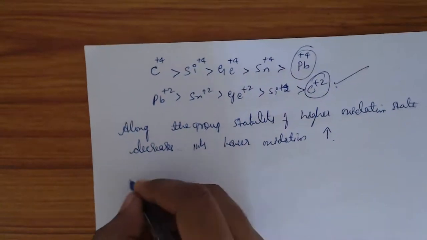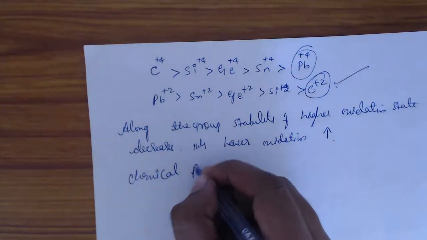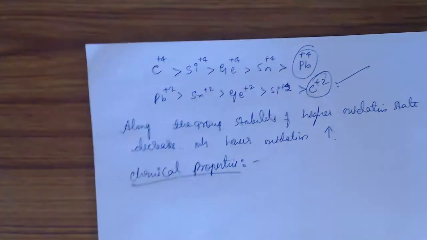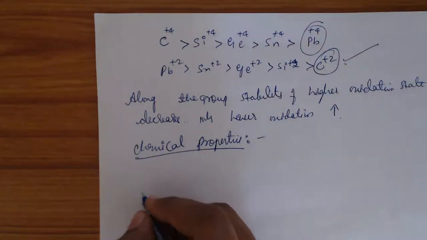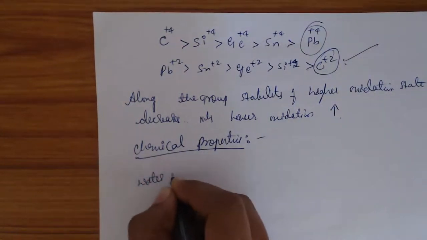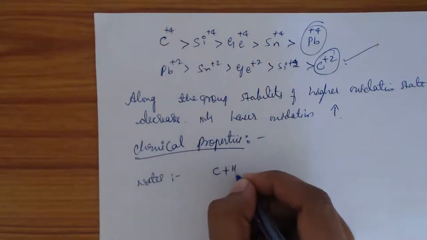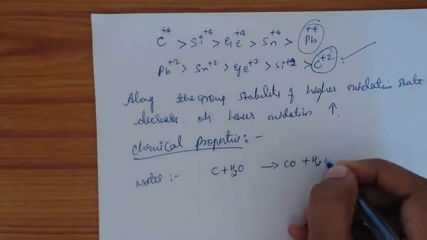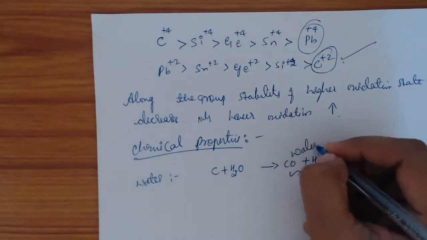How the group 14 elements react with the respective elements, chemical properties. Okay, students, in this chemical property, all elements decompose. So first one is reaction with water, you consider. If carbon reacts with water, it forms carbon monoxide with the liberation of H2 gas. The mixture of CO and H2 is called as what? Water gas.